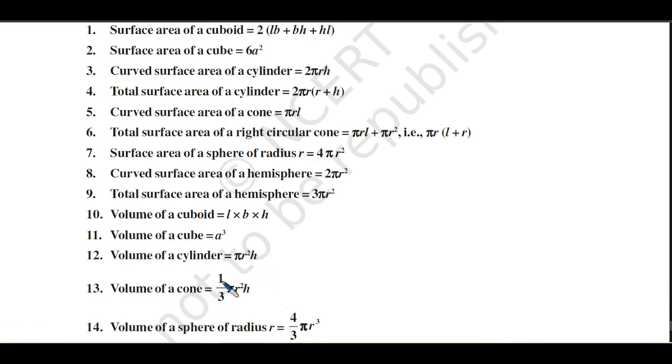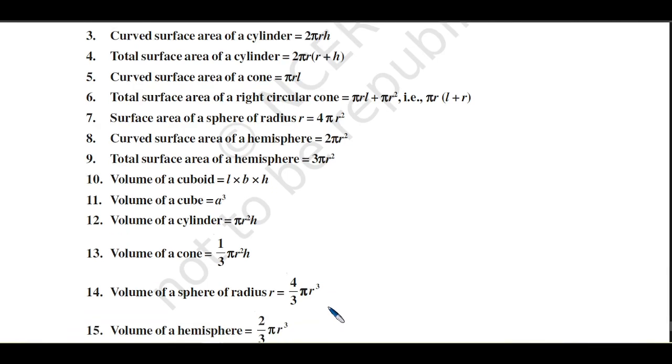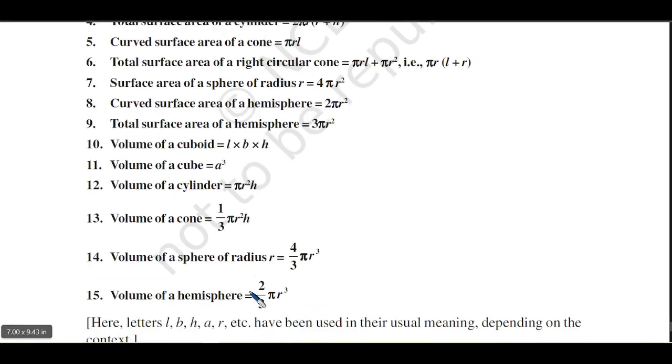Volume of a cone is 1 by 3 pi r square into h. We have shown that for any cone, pyramid and anything, it is 1/3 base into height. So the volume of a cone means the circular base area, pi r square, into height. Volume of a sphere of radius r is 4 by 3 pi r cube. This also we have proved. Volume of a hemisphere is half of this, 2 by 3 pi r cube.